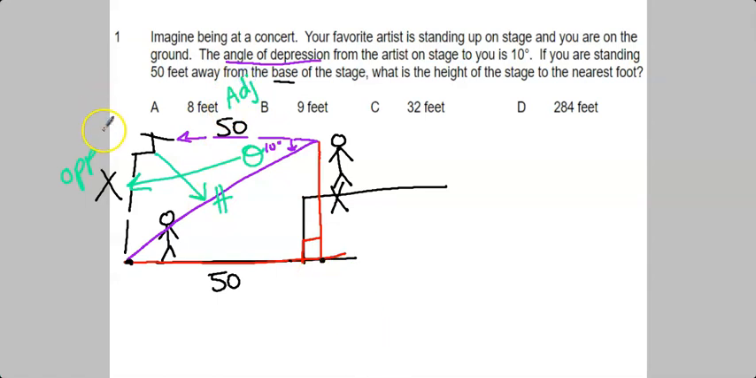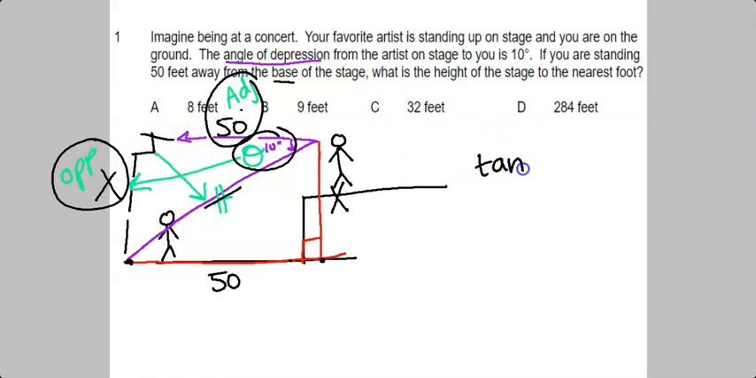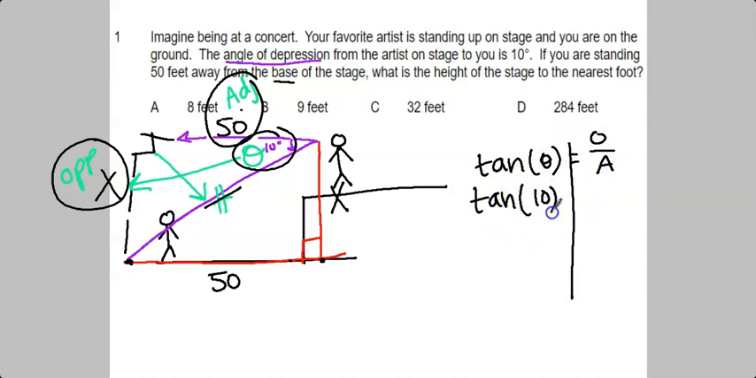Again, let's think about what we are given, what we need to solve for. So we are given the 50, which is our adjacent. We're given theta. We need to solve for the opposite, so it means we don't need the hypotenuse here. So which trig ratio is A and O? Well, that would be tangent. So tangent of theta is equal to O over A. Tangent of 10 degrees is equal to O, which is our x, we don't know what that is, and our A, which is 50.